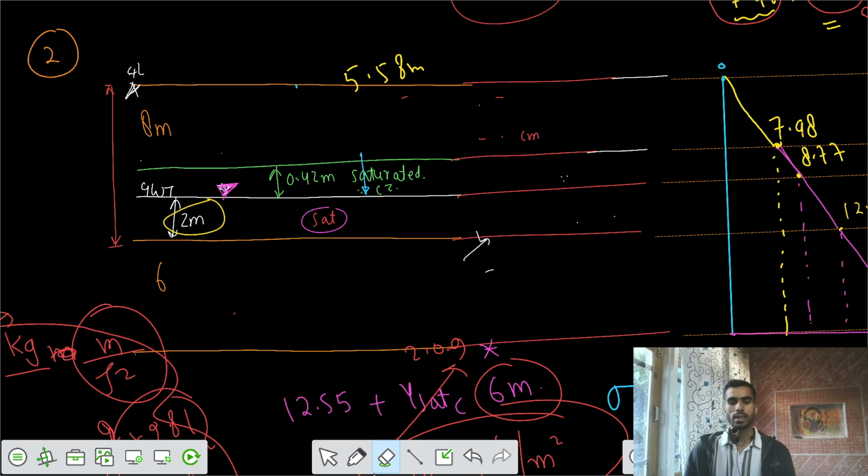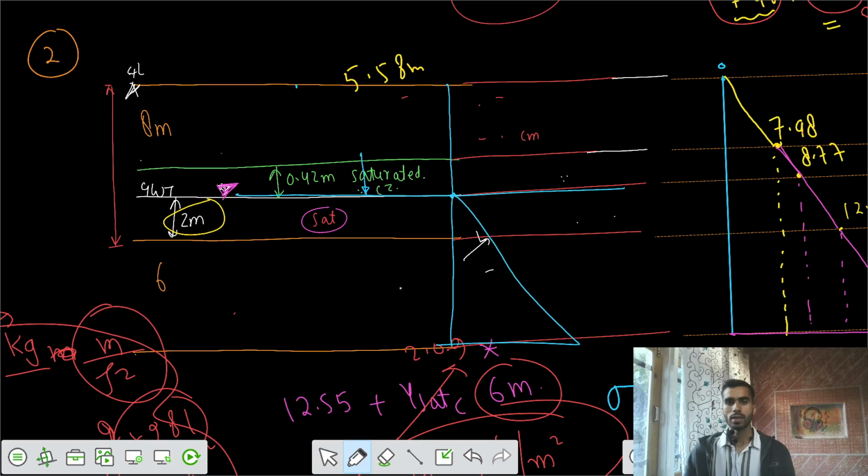Let's say that there was only gravitational force, and there was no saturated soil because of the capillary zone. Then your pore water pressure distribution diagram would have been zero up to this point. After that, it would be a linear variation from the groundwater table.